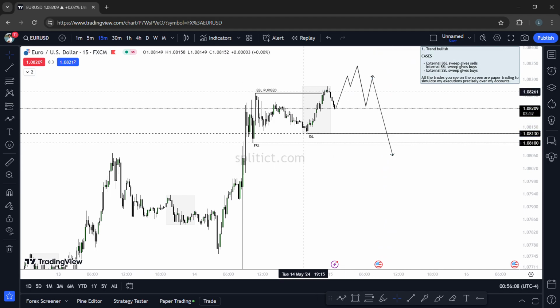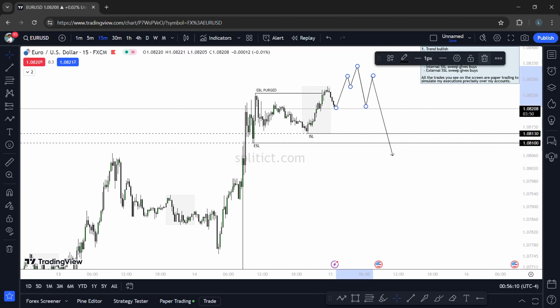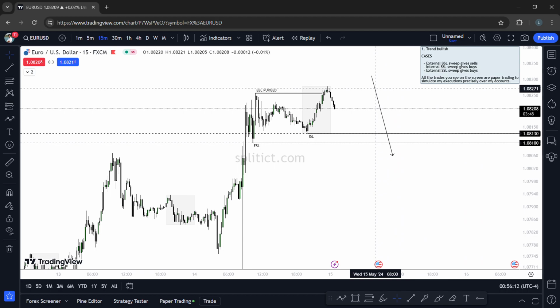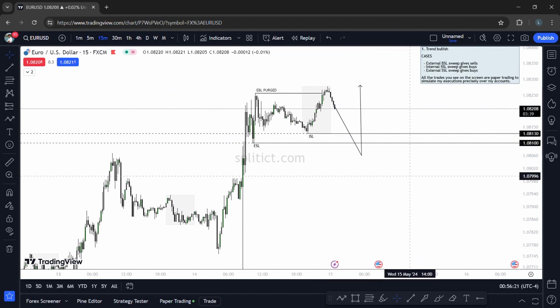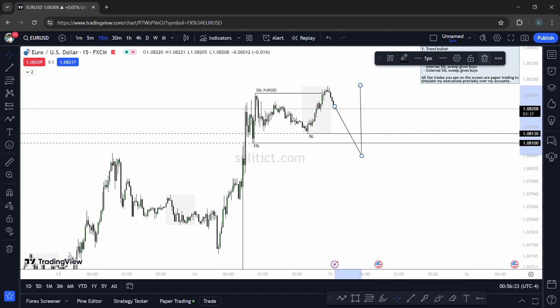Okay, so either this has to happen for me to enter sells, or I would happily enter buys after the sweep of the internal sell side liquidity or the external sell side liquidity. Either one of those. So that's today's video.